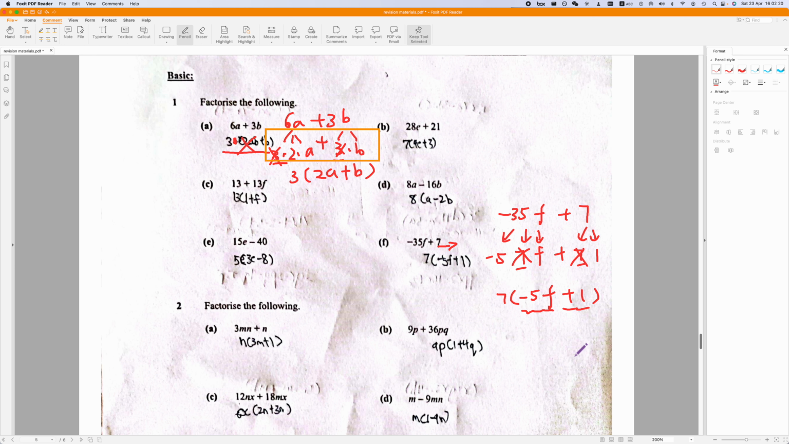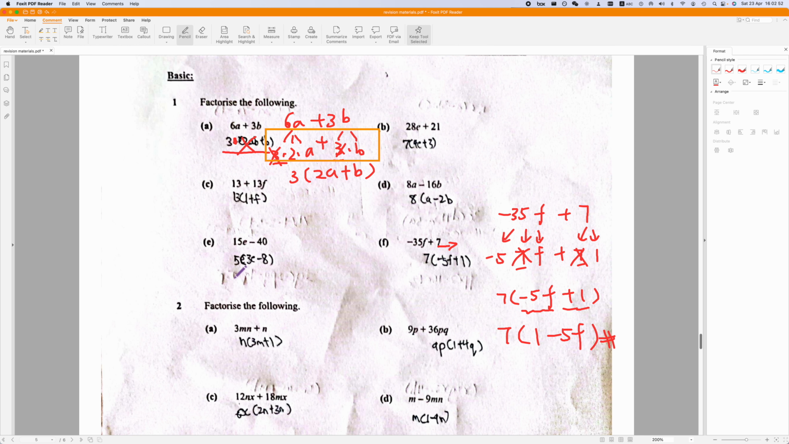So is this a rearrangement or move over? Rearrangement. So no need to change the sign. Plus 1 is still plus 1, minus 5f still. So that's the final answer. So this compared to this is the convention. Convention means the way we used to do things. It's just like you wash hands before eating. So it's a convention.